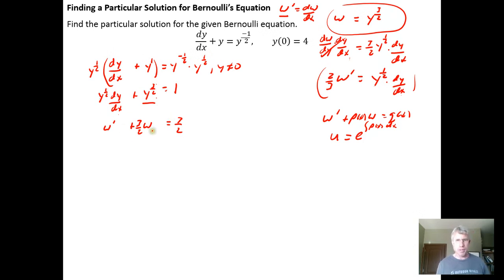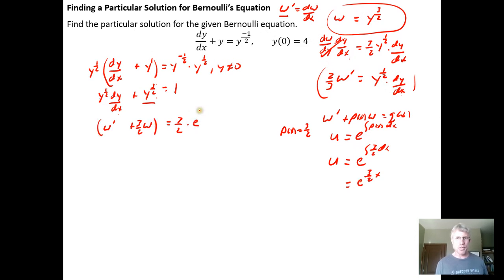And now we are in the form from the previous homework assignment where we solved first order linear differential equations. So our integrating factor is going to be e to the antiderivative of our p of x, which in this case is 3/2. P of x is just 3/2, so u equals e to the antiderivative of 3/2 dx, which is just equal to e to the 3/2 x. The method for integrating factor is you multiply both sides by the integrating factor.